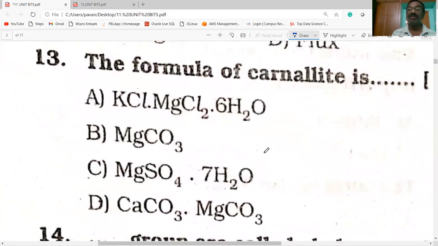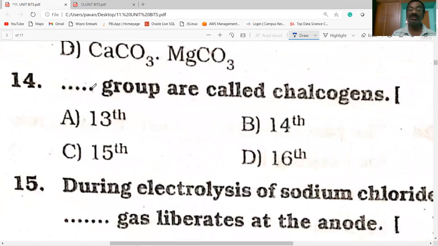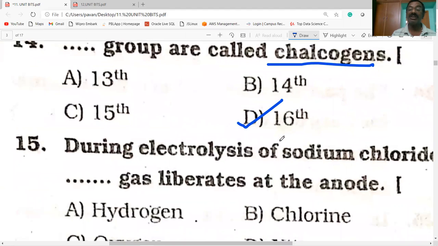Ores antam. The formula of carnallite. Carnallite anedi KCl MgCl2 6H2O ma. It is the ore of magnesium as well as potassium. The dash group are called chalcogens. Chalcogens ane group antam ma. 16th group: oxygen, sulfur, selenium, tellurium, polonium, vitini chalcogens antam.